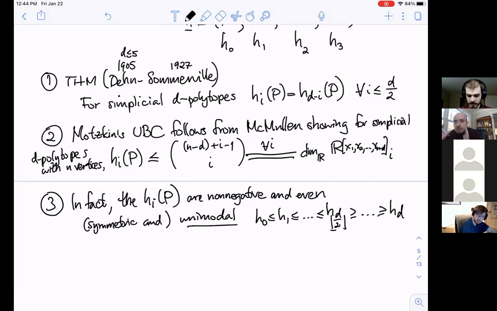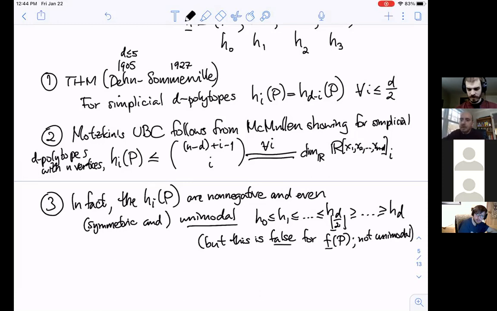So people started to conjecture that this might be true. It was not obvious. He didn't know how to prove that. And it's not even true for the f vector. This is false. It turns out people figured out later that for the f vector, it's not unimodal in general, even for simplicial polytopes. Okay, so again, this is part of the superiority of the h vector. But then he started putting all of this together, and he came up with his g conjecture.